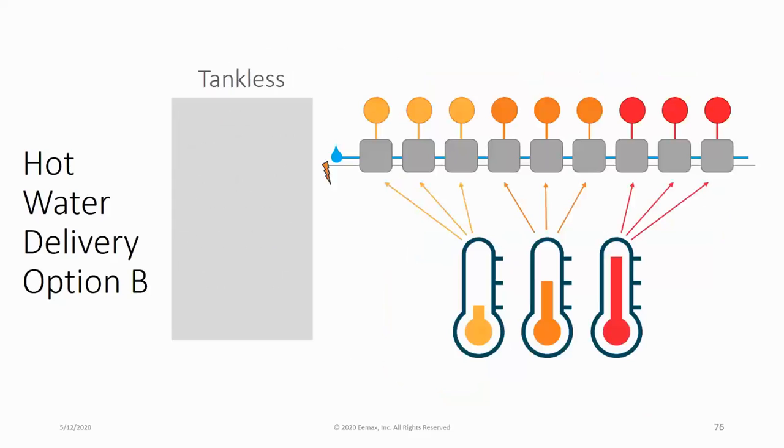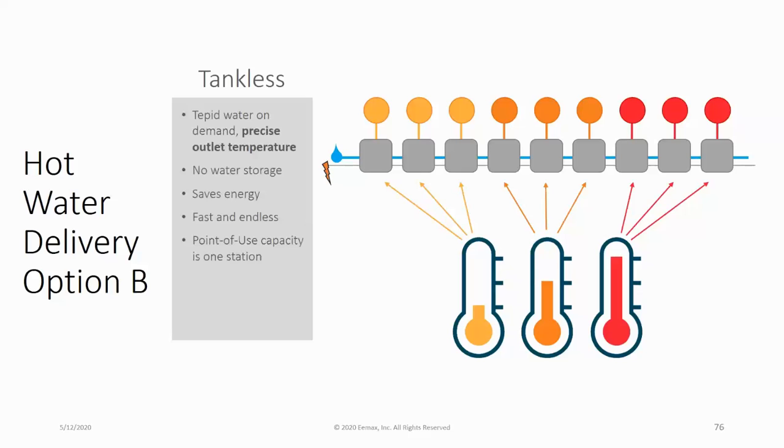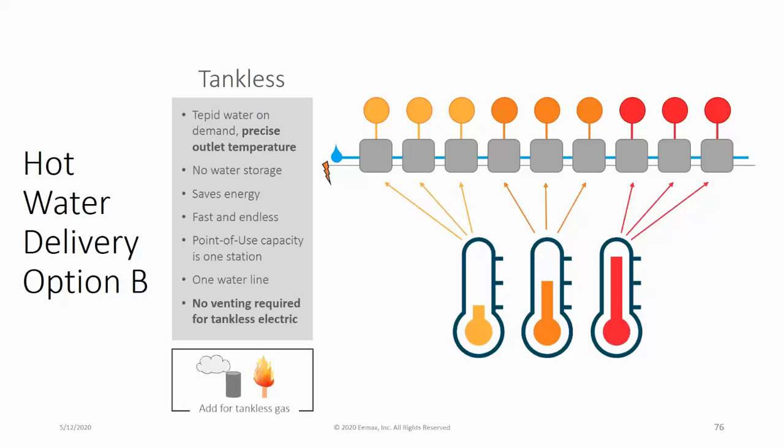You could go with a secondary delivery option of utilizing tankless or specific equipment with precise outlet temperatures, no storage, saving energy, fast and endless performance. Point of use capacity is generally one station. Everything we do in life, there's a trade-off. So with the boilers or the central systems, you get multiple. Utilizing tankless, you're going to be 1-to-1 ratio, or maybe 1-to-5, 6, depending on the application. One water line, no venting. So you've got your opportunities to be LEED, net zero, carbon reduction. There's a lot of benefits when looking at your different scenarios.